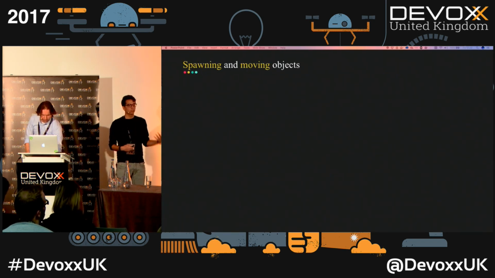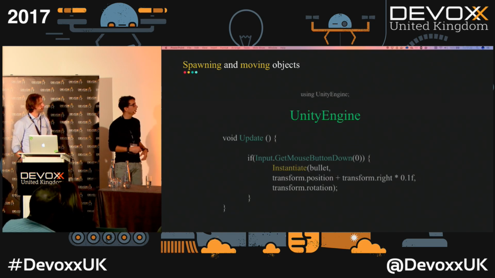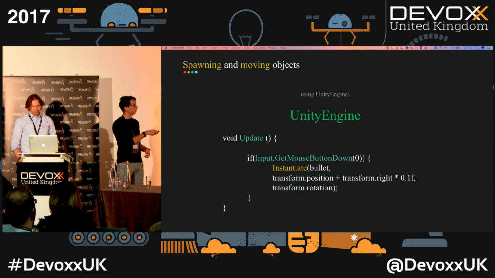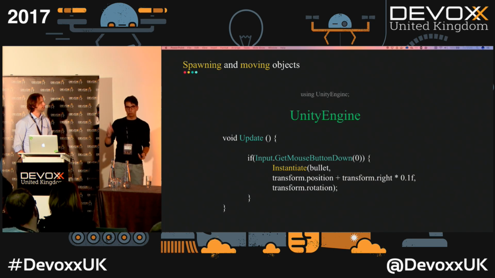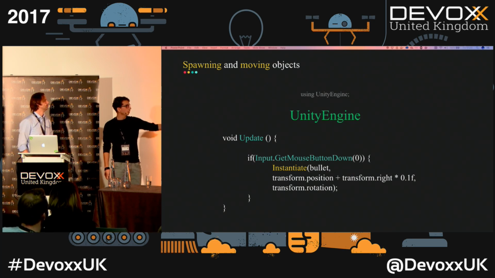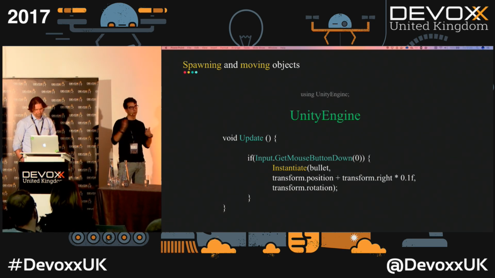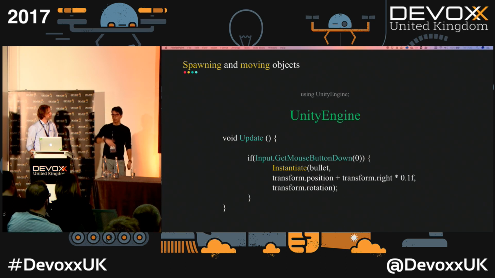And then doing the same stuff, all you need is the standard Unity engine classes. For example, Update is a function that also runs every frame. Unity out of the box maps mouse button 0, your left click, to the trigger, so you can just check whether the left click is pressed, which is the same as whether the trigger is pressed. If that happens, I just spawn a bullet at a certain position, added with a certain vector, the right vector, that is the z axis, with a certain offset, and then give it a rotation, and then the bullet flies.